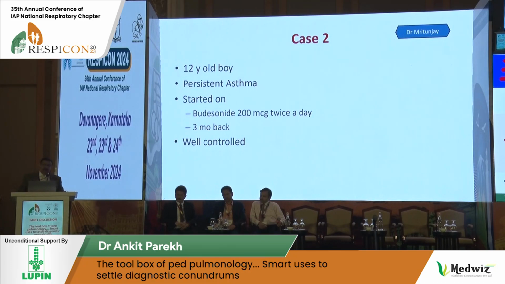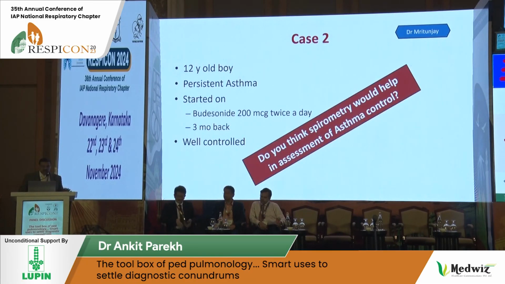Now let's look at another case. So this is a 12-year-old child who has persistent asthma, is already on budesonide, 200 microgram twice a day, which we started 3 months back. And at this point of time, the child seems to be well controlled.